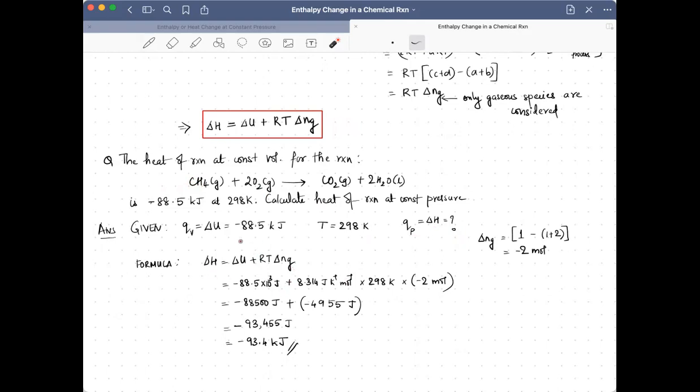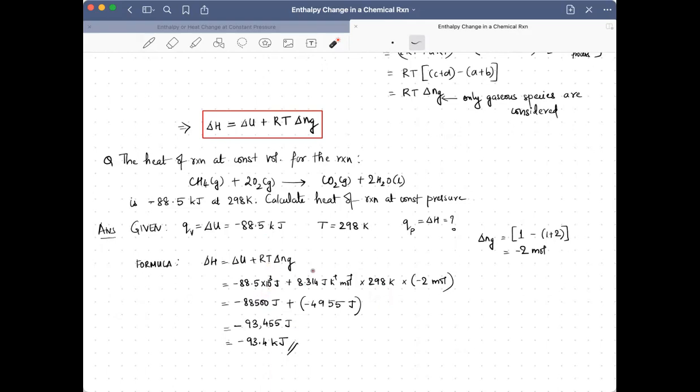Now, delta U we already know the value, and R we know in SI unit in joules, it should be 8.314 joule per Kelvin per mole. Now here, it's kilojoule, therefore I have included this conversion factor, that is 10 to the power of 3, to convert it into joules. And T is nothing but equal to 298 Kelvin.